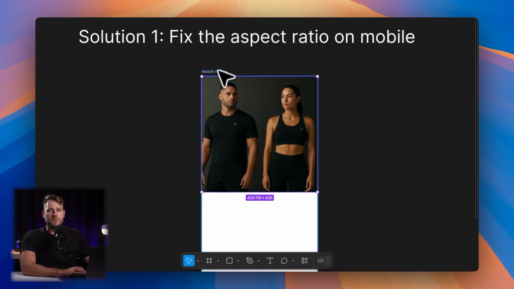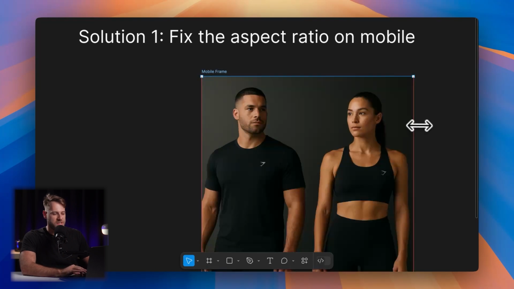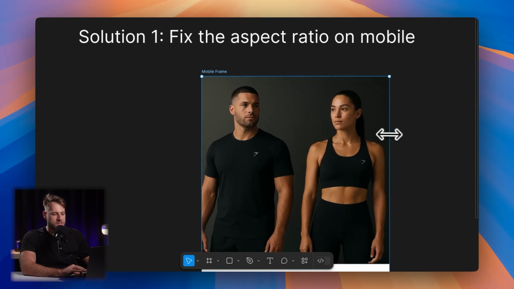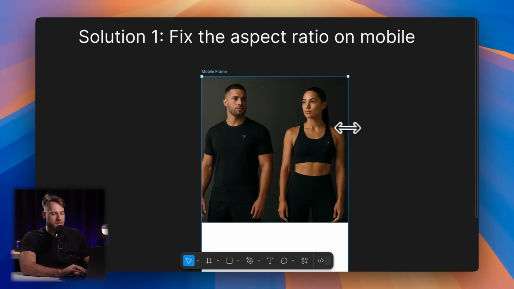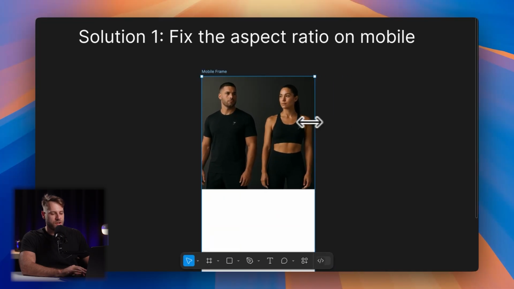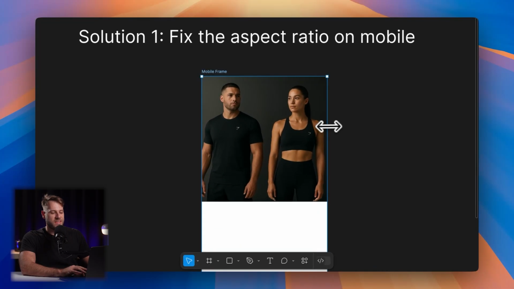Like we saw in the previous video, the easiest solution is just to keep the aspect ratios consistent. So if I update my mobile frame here, I increase the screen width, or simulate increasing the screen width by making this frame bigger and smaller, you can see that the image is always the same aspect ratio, but the change that we're seeing is that it is contracting and expanding in terms of height.